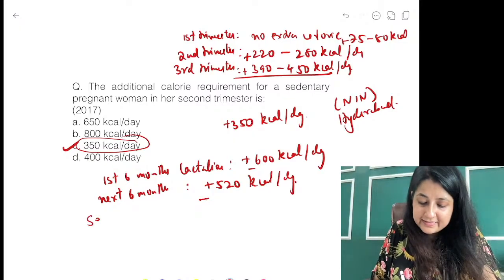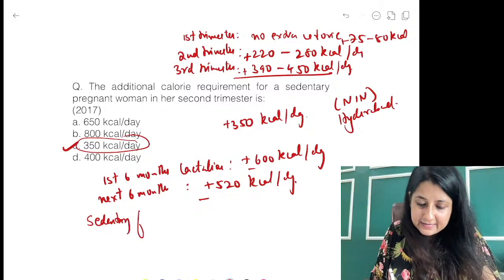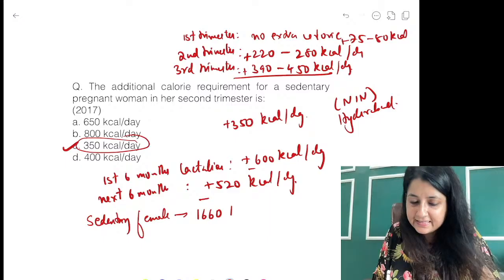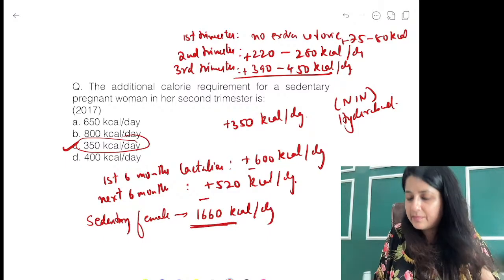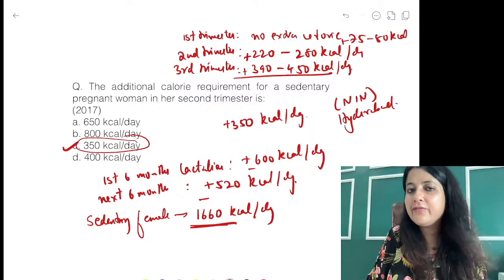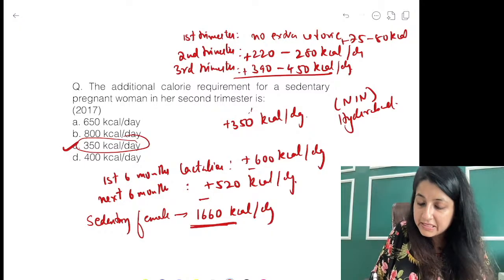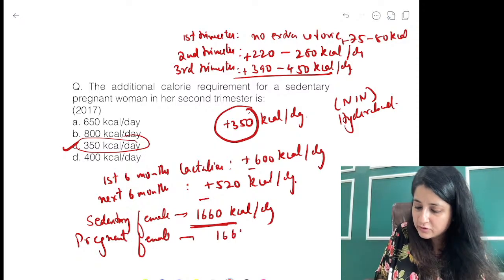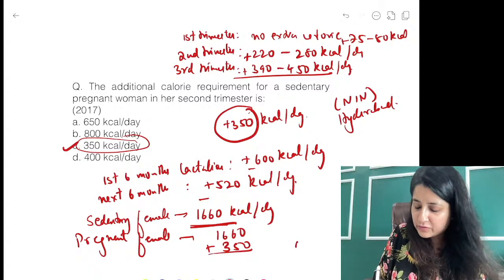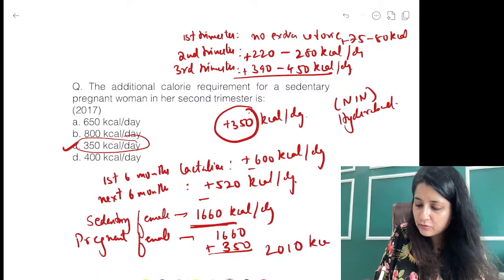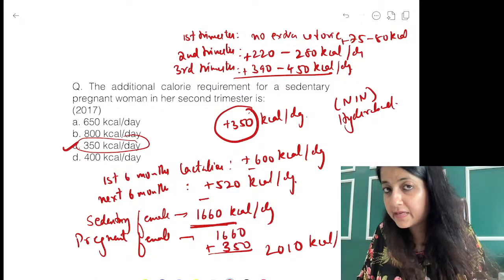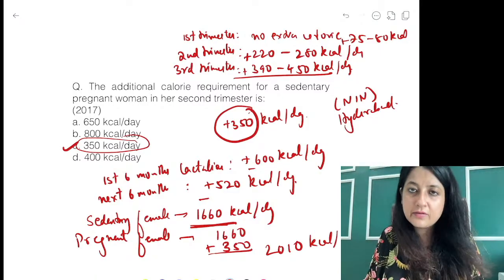Please remember sedentary female, okay? How many calories does a sedentary female need every day? 1660 kilocalories per day. If you can remember 1660, good. Or like I've taught you, you can remember 1700. So for a pregnant female, it has to be added to plus 350. So that is 2010 per day. Is it clear? You should remember what we are adding the plus to. So if you remember 1660, well and good.